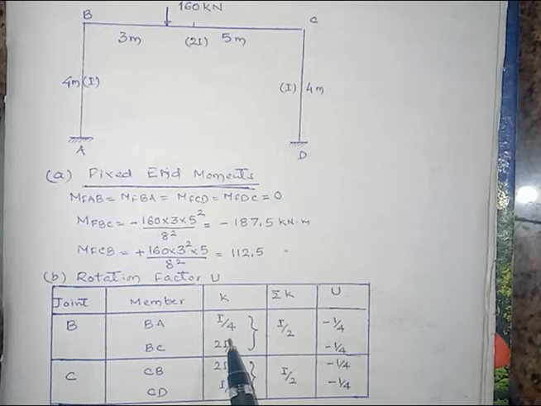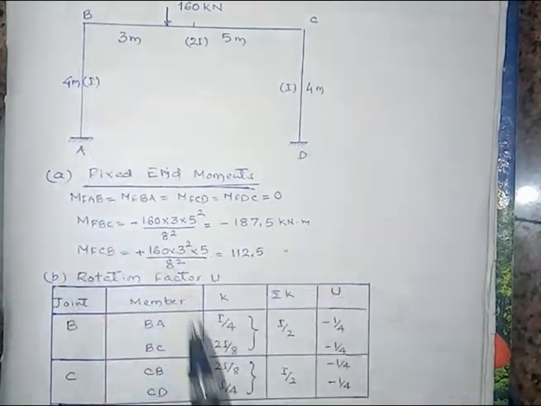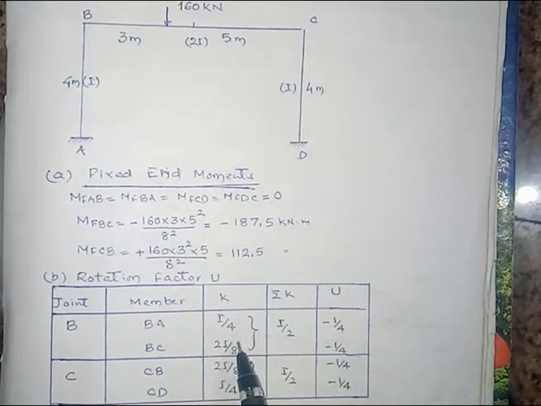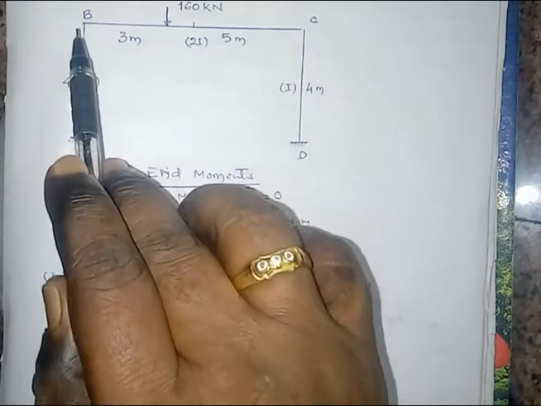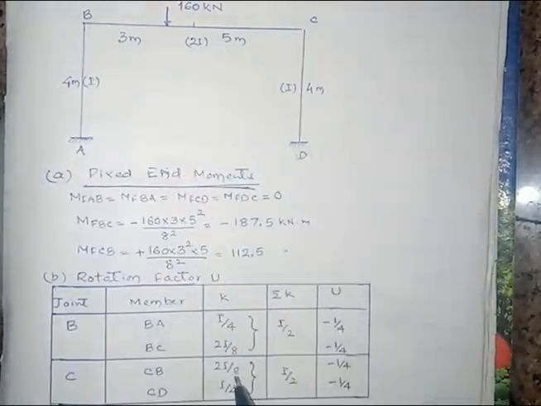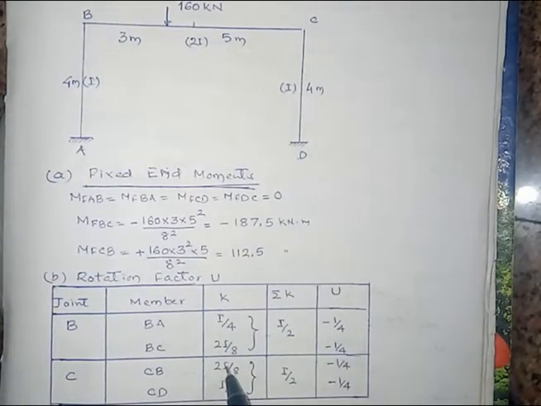Hence K for BA, that is I by L, that equals KBA equals moment of inertia is I and length is 4 meter, that is I by 4. Similarly for BC, here the moment of inertia is 2I and the length is 8 meter, that is 2I by 8, that one equals again I by 4. The summation of the relative stiffness values K at the joint B, that is I by 4 plus I by 4, that is I by 2.